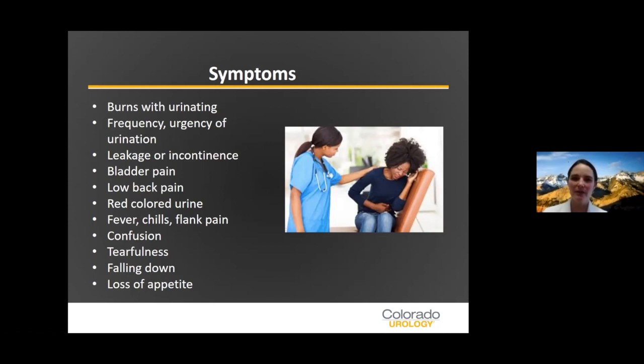But there also can be different types of symptoms of UTIs that patients may not necessarily associate with a bladder infection. These can be things like changes in mental status, meaning that you might become more confused, more emotional or tearful, and sometimes even just falling down unexpectedly. These tend to be our older folks, but if they start to show any of these signs, so confusion, unexplained falls, lack of appetite, we want to check them for a bladder infection. So that's half the equation.